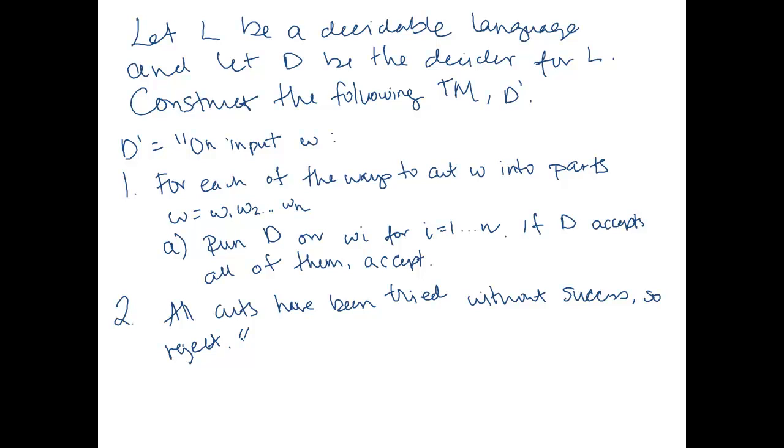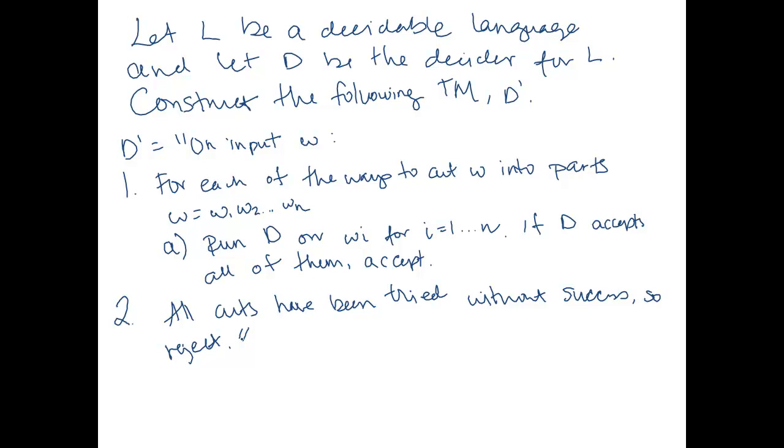We know that D is going to accept or reject each of these component strings. It will never run forever because D is a decider. So in step one, for each of the ways to cut W into parts, A is going to terminate in a finite number of steps. It's going to say yes, or it's going to go back up to 1 and try something else. We know there's a finite number of ways to cut W into parts, so the entirety of step one is going to terminate in a finite number of steps. This means either we get to step two, where all the cuts have been tried, so we reject, or during some iteration of step one, in step 1A, we got an acceptance, and so we accepted and halted. So D prime is a decider.